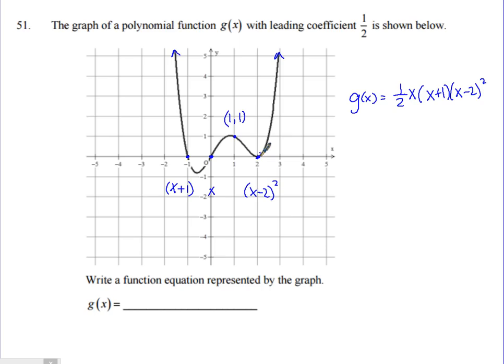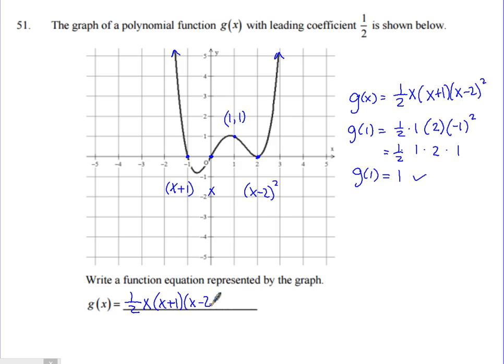Okay, let's try it. So, if I plug in g of 1, I get 1/2 times 1 times (1 plus 1), which is 2, times (1 minus 2), which would be (-1) squared. So (-1) squared is 1 times 2 times 1 times 1/2. 1 times 1 is 1, 2 times 1/2 is 1, so we get g of 1 is 1. So I feel like we've checked to make sure that our equation is correct, and we know with confidence that this is our equation. X plus 1 and x minus 2 with a multiplicity 2. Wonderful. All right.